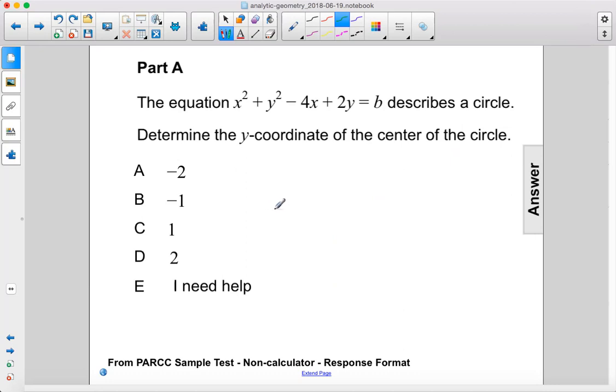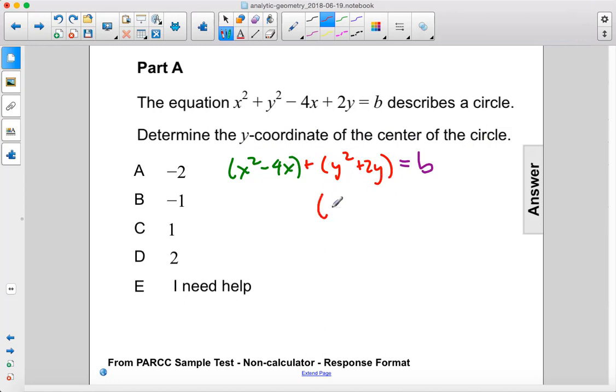The equation x squared plus y squared minus 4x plus 2y equals b describes a circle. Determine the y coordinate of the center of the circle. All right, so we group these based on x's and y's. We have x squared minus 4x plus y squared plus 2y equals b. Now, to find the y-coordinate of the center of the circle, we only need to solve this portion right here.